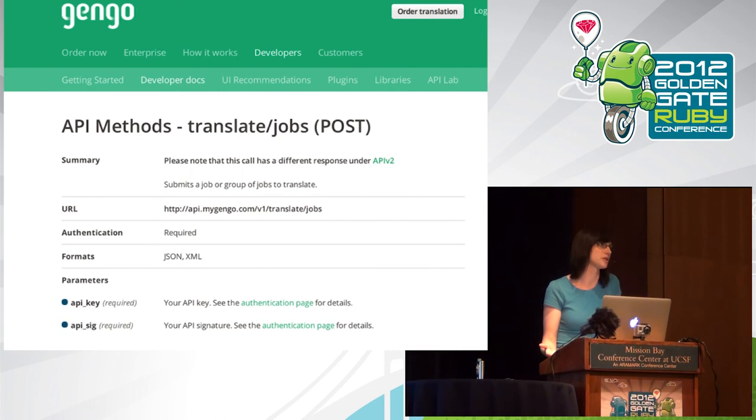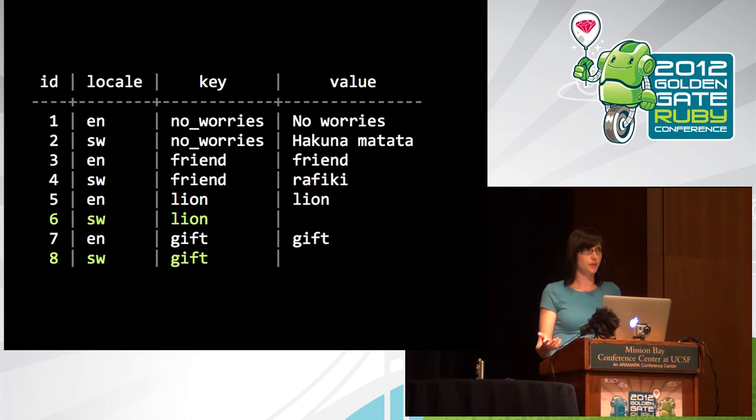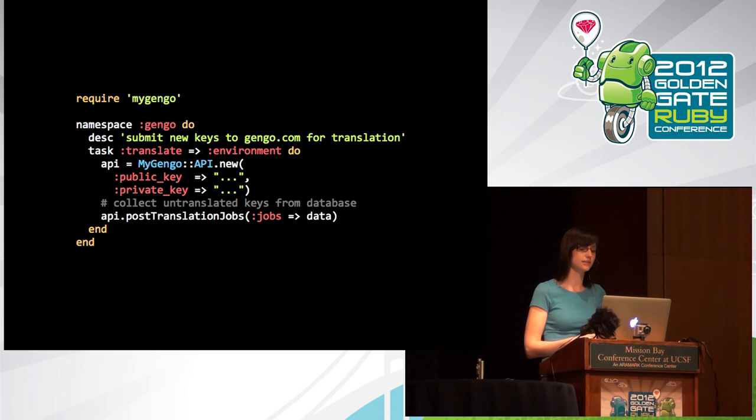Let's say you're using something like Active Record Missing, or really any backend that lazily populates your database with missing translation keys. All you have to do is write, say, a simple rake task that goes through your database, collects all the untranslated keys, and then posts them to Gengo's jobs endpoint through that open source Ruby client that I mentioned. When the job is done, Gengo will automatically ping your app through a callback URL, and then you can just automatically fetch and store those translations. And you really had to do nothing. It just filled in the missing translations, and you paid them some number of money.